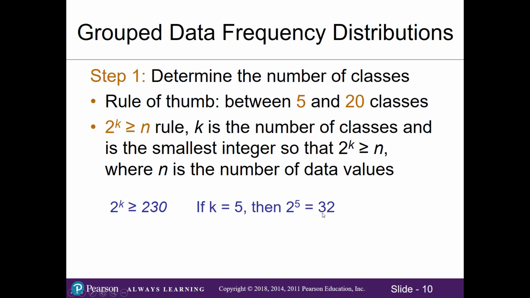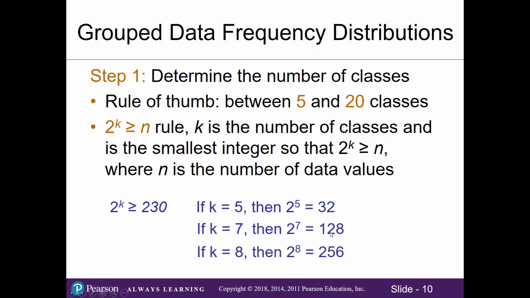Since 32 is so small, I'm going to jump to 7. If k were equal to 7, and I take 2 exponent 7, I get 128. That's still less than 230, so we'll try one more. Let's try k equals 8. When I take 2 exponent 8, I now get 256, which is greater than 230. So we know that we need at least 8 classes for our frequency distribution.